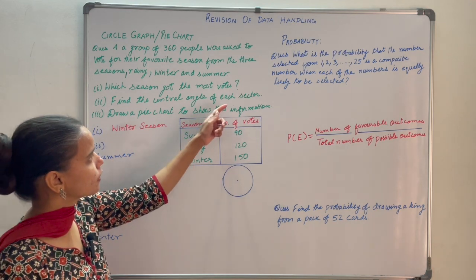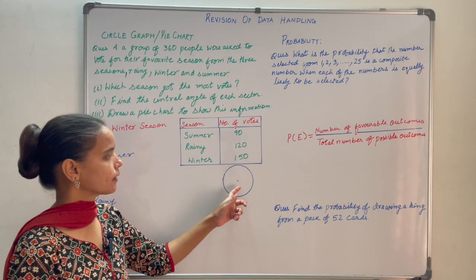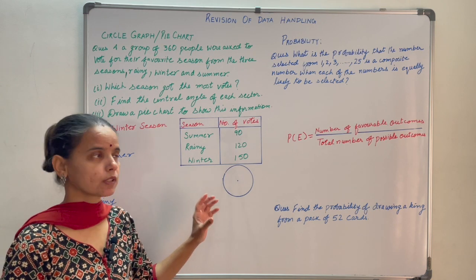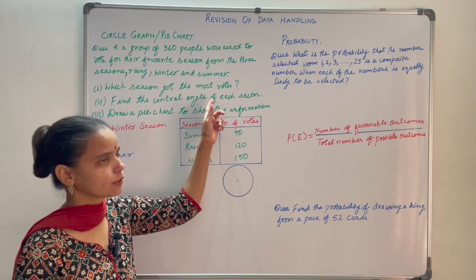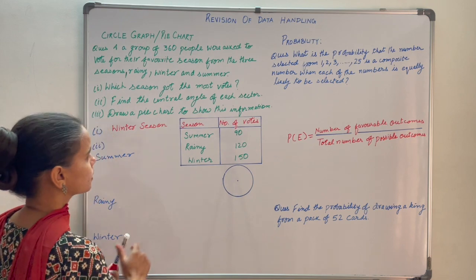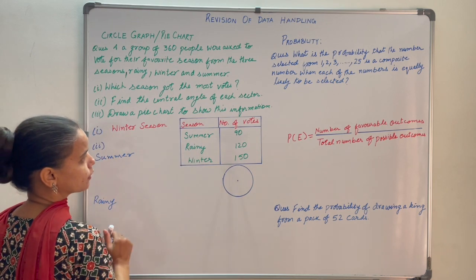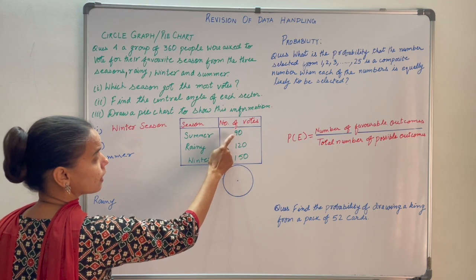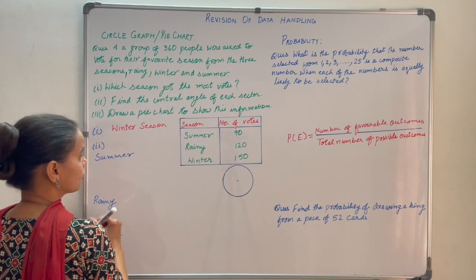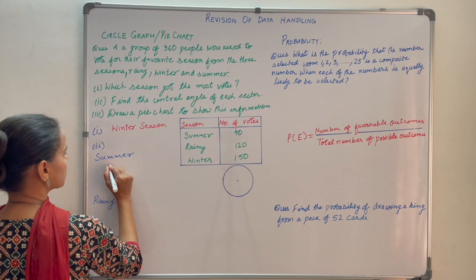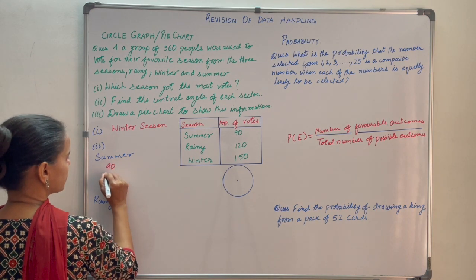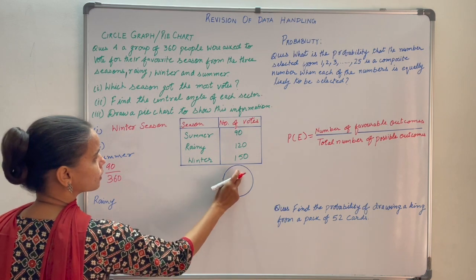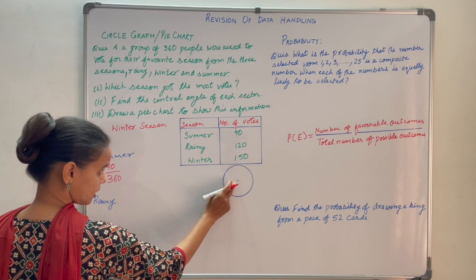Find the central angle of each sector. The angle around the center of the circle is 360 degrees. We are going to use this concept to find the answer for this question. So for the summer season, let us find out the central angle. So 90 votes are there out of 360 votes. So what part of 360 votes is 90 votes? It is 90 upon 360. And the angle around the center of the circle is 360 degrees.